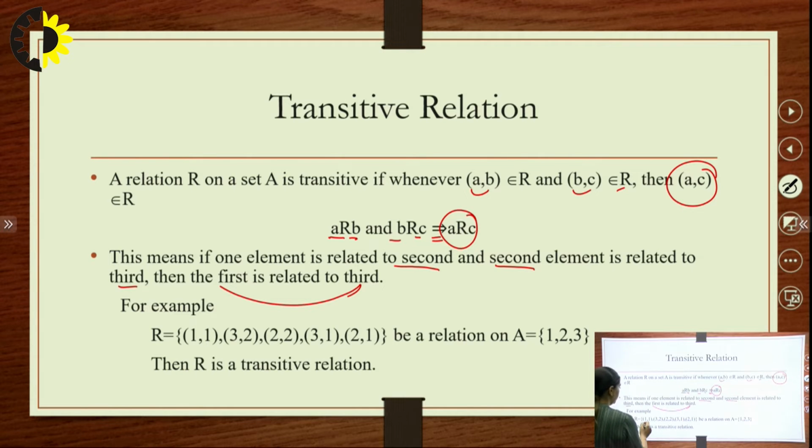For example, now you see 3 is related to 2 and 2 is related to 1. So 3 is related to 1. This is A, this is B, this is B, this is C, and this is A and C, right? So A is related to B, B is related to C, and A is related to C here.